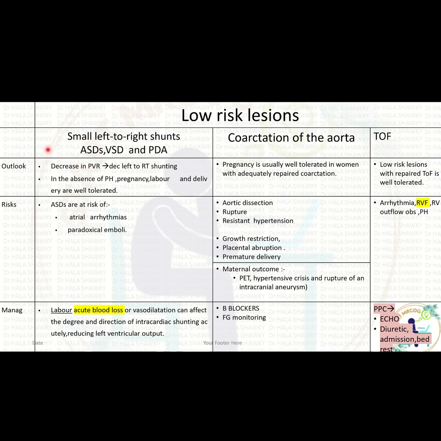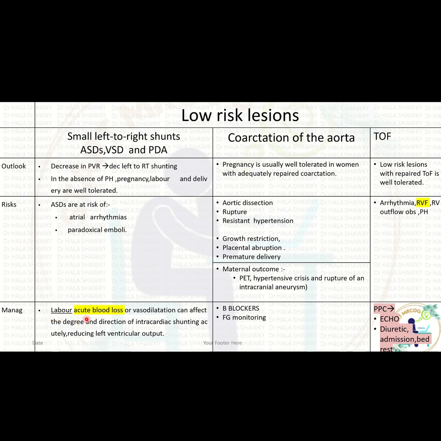The outlook in small left to right shunt, what is expected? Expected it will improve during the pregnancy. Why? Because there will be a decrease in the peripheral vascular resistance, which will decrease left to right shunting. In absence of pulmonary hypertension, pregnancy, labor, and delivery are well tolerated, but there is the risk of atrial arrhythmia and emboli. So this is one of the conditions where patients should receive thromboprophylaxis.